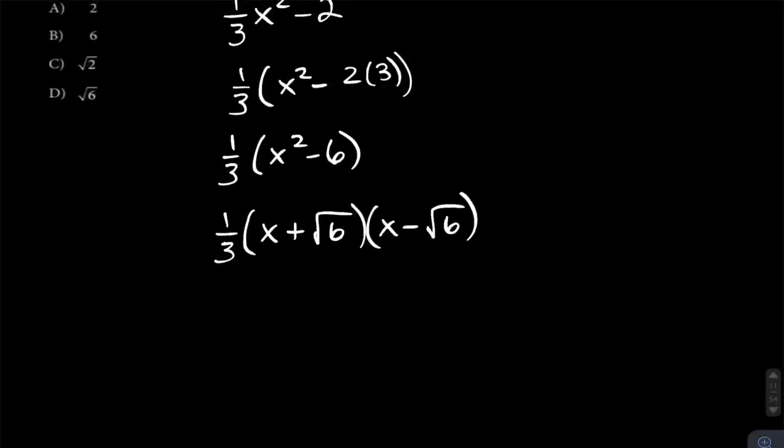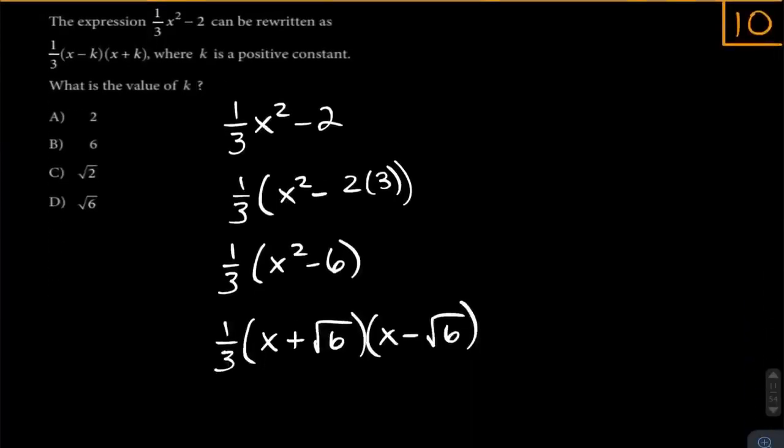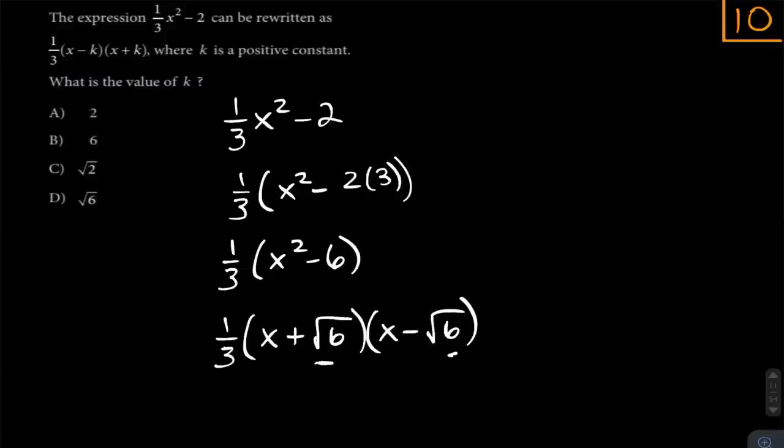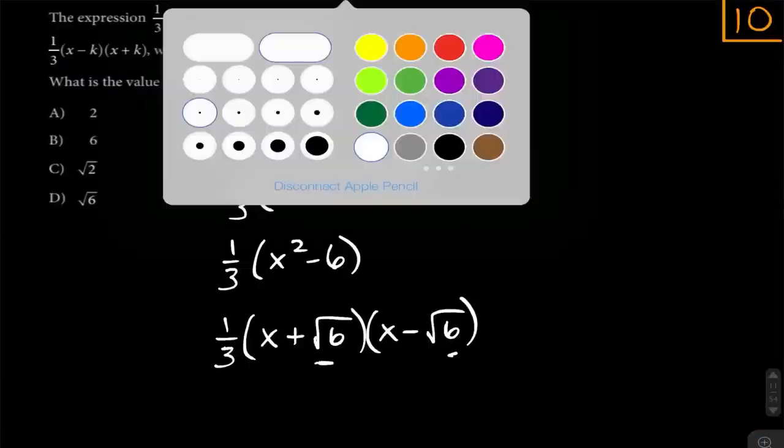So that's what this problem is really about. And so you can see here it's x minus k, x plus k. That k here is the rad 6. So the answer to this problem is choice D. And actually, I'm going to circle that in orange.